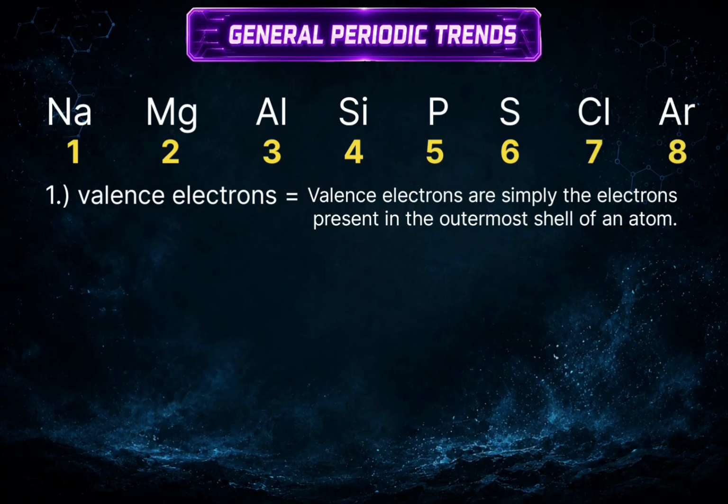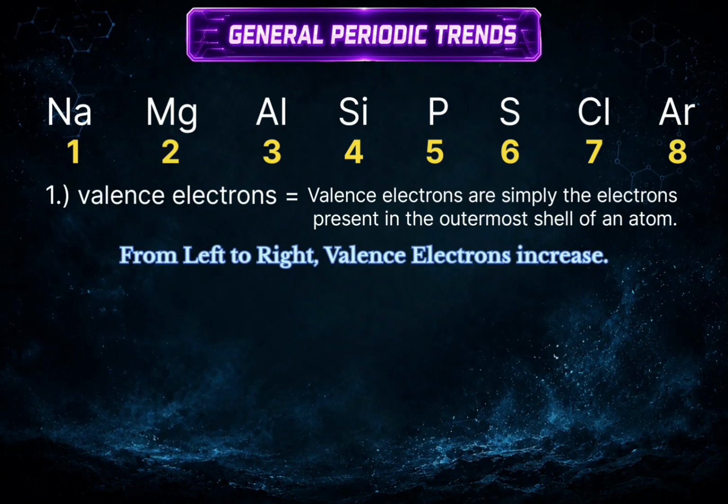Notice the pattern? Every time we move one element to the right, the number of valence electrons increases by 1. So our first trend is simple. From left to right, valence electrons increase. Now let's look at valency.